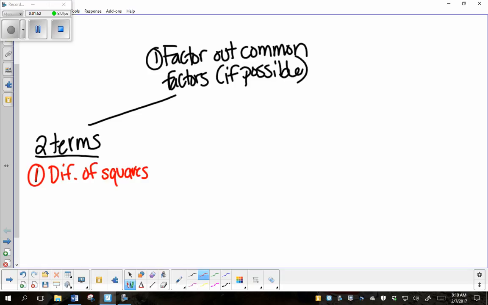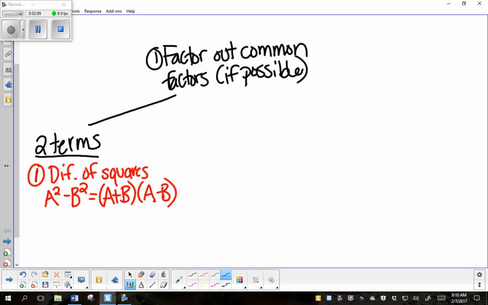Remember, I'm going to write what that looks like. That's when we have something like a squared, a perfect square, minus another perfect square. And that turns into a plus b times a minus b. So that's a difference of squares.